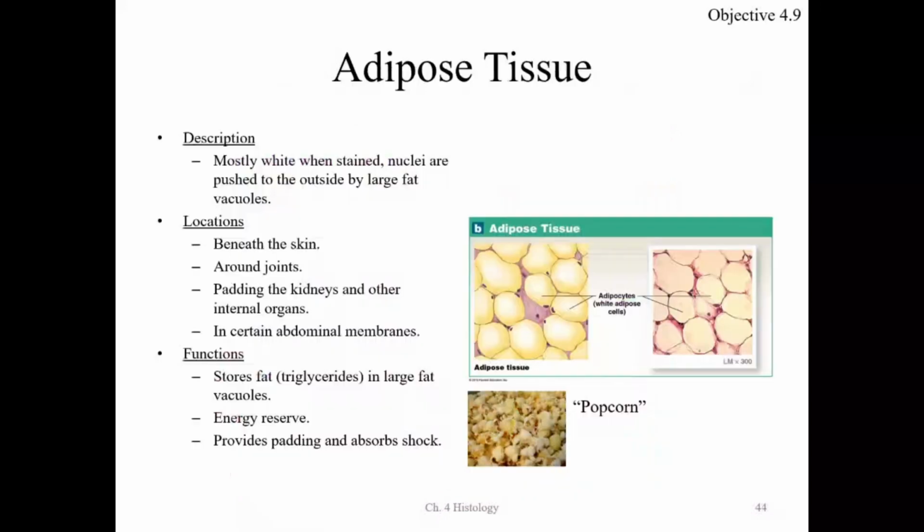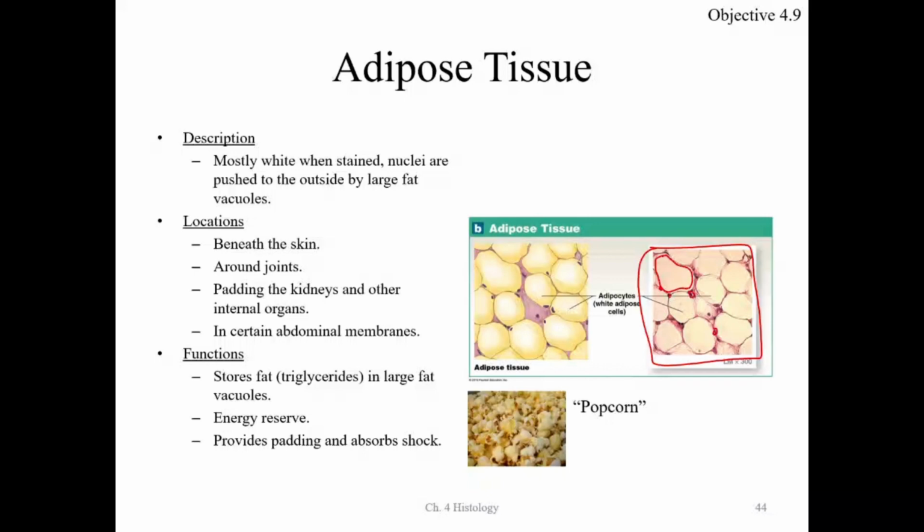Now, what I want to do is, let's look at adipose. Now, I make it a buttery popcorn. What we're going to see, why does it look like popcorn? Mostly white when we stain it. So you can see how this right here is mostly white. Inside is mostly white. Okay. When we stain it, the nucleus gets shoved out to the side. All these nuclei get pushed out to the side by the large fat vacuoles. Inside here is a vacuole filled with fat, filled with triglycerides.